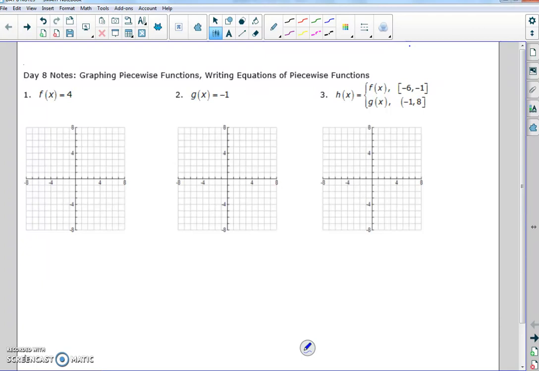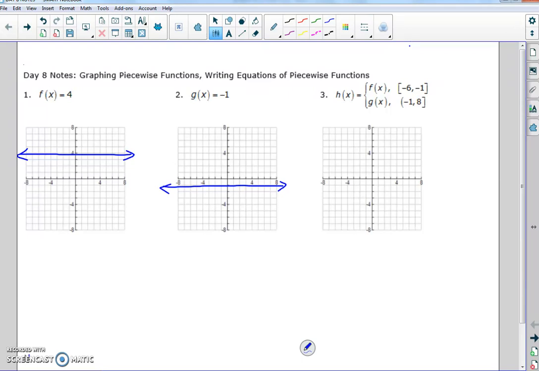First function, f of x equals 4. That's the same thing, remember, as y equals 4. That's just a horizontal line through the value y equals 4. Second function is the horizontal line through y equals -1. The third one is an example of a piecewise function.